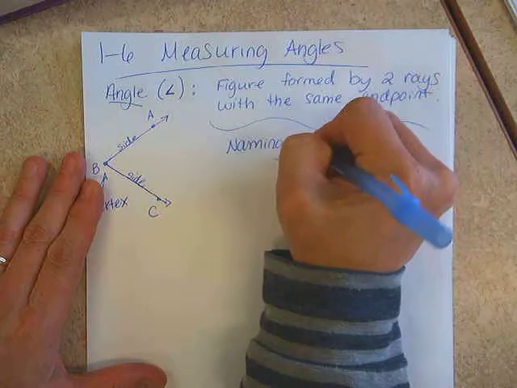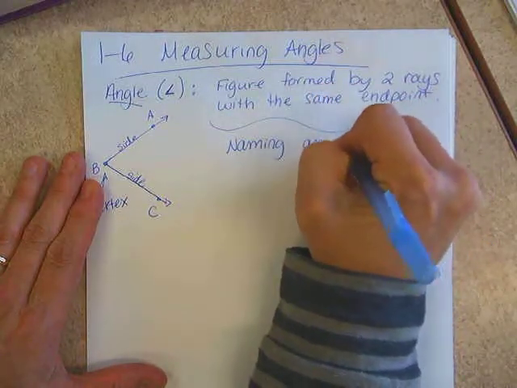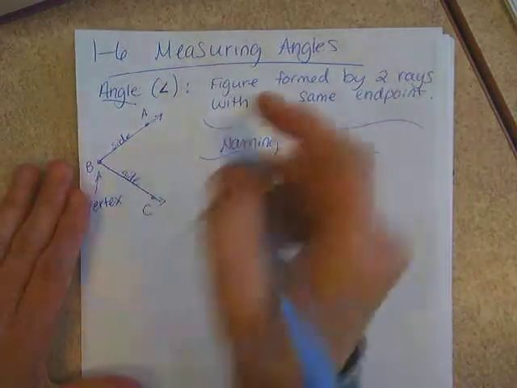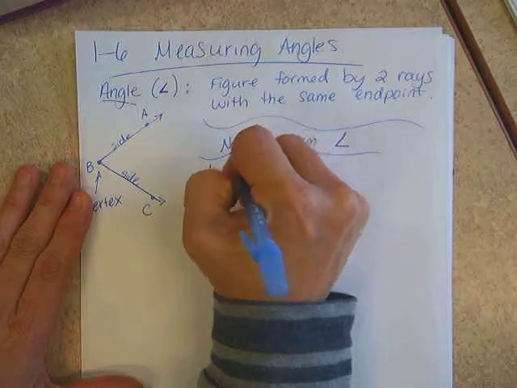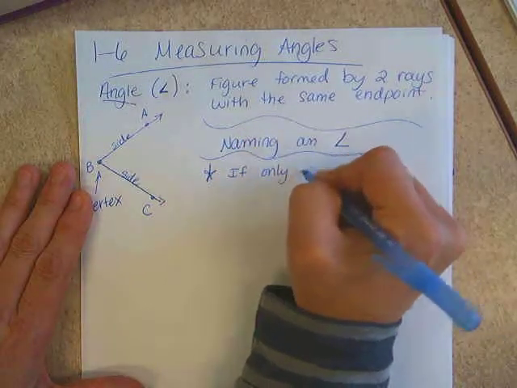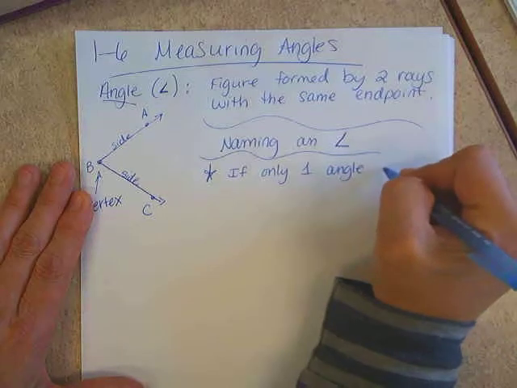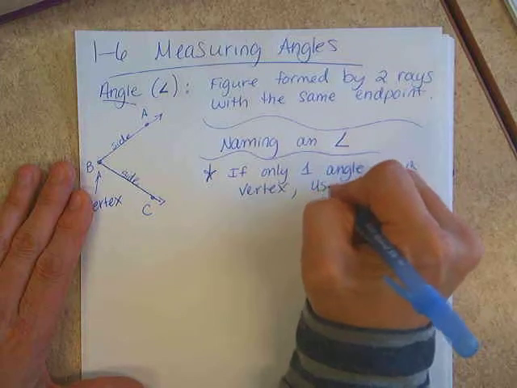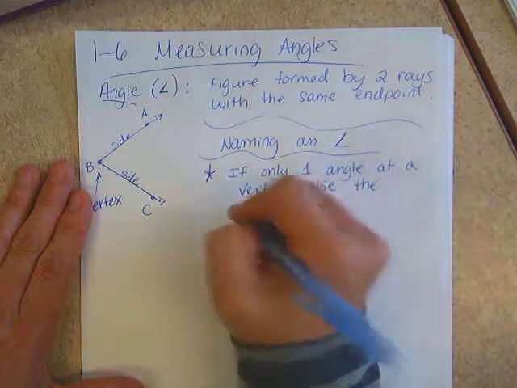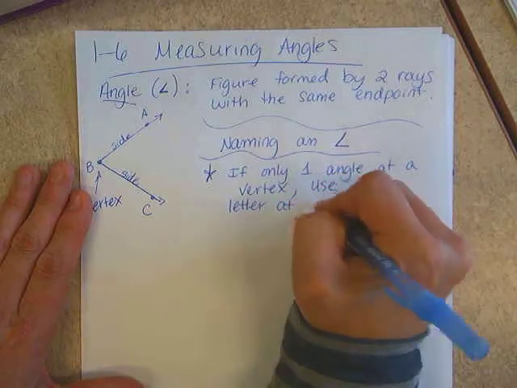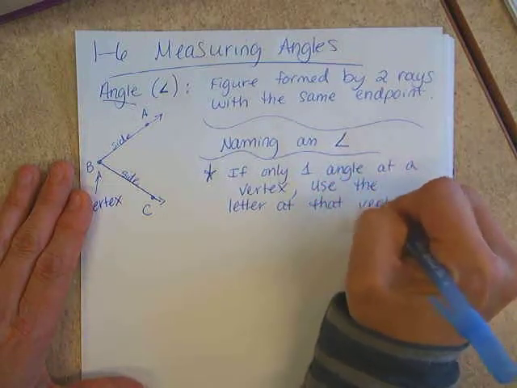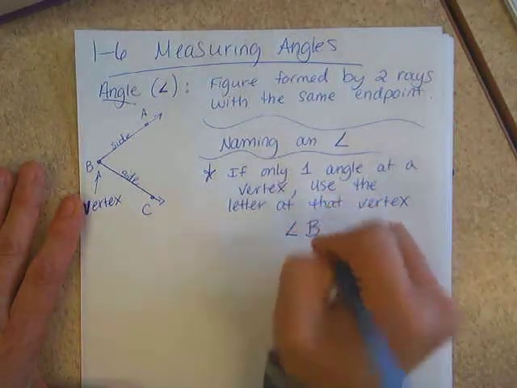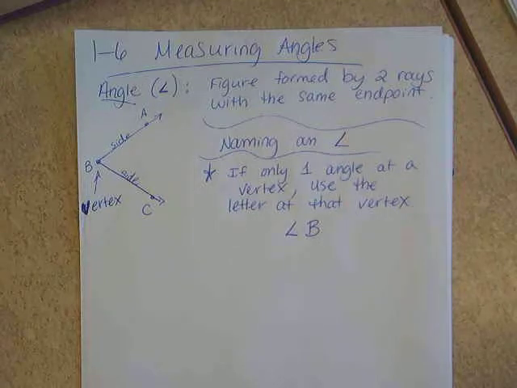All right, as far as naming an angle, we have a couple options. If there's only one angle at a vertex, use the letter at that vertex. So I could call this angle B.